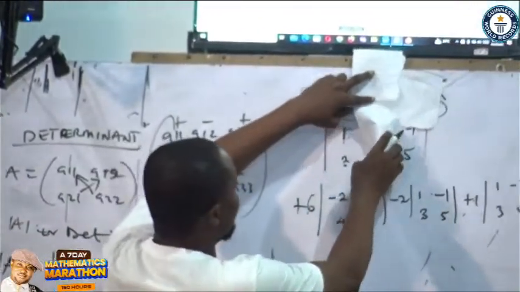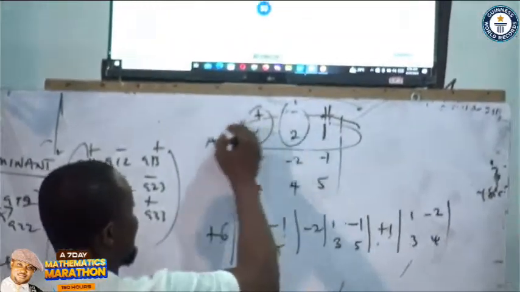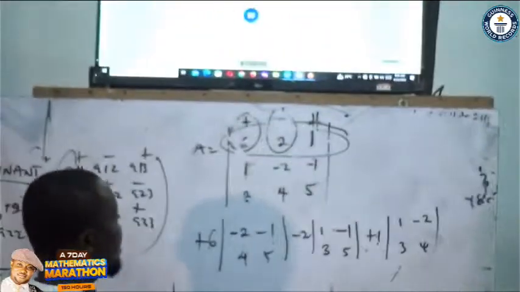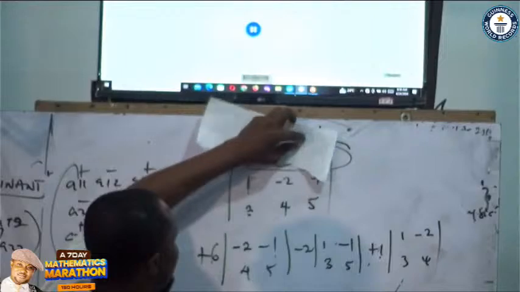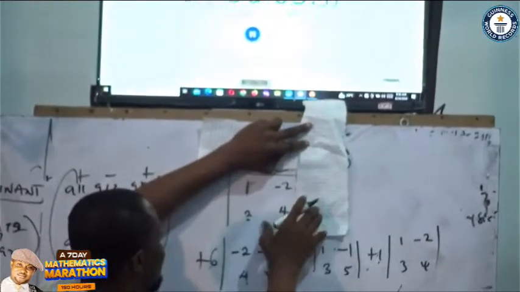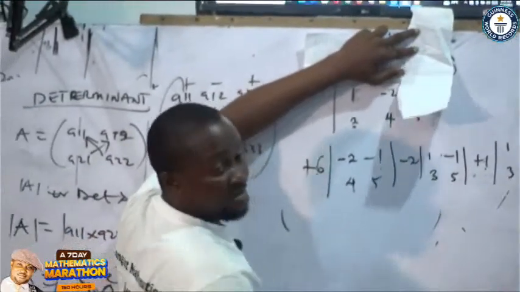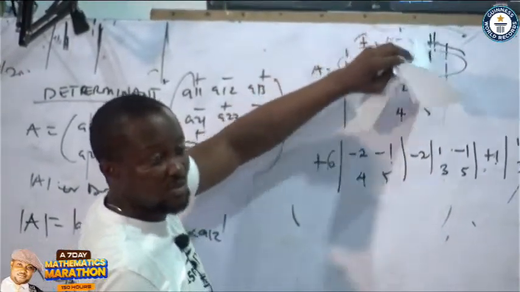Now we take the 1 plus 1. The row of that 1 and the column, we don't need it. So the row of that 1 and the column, we don't need it. 1, 2, isn't it? So that's how we roll.